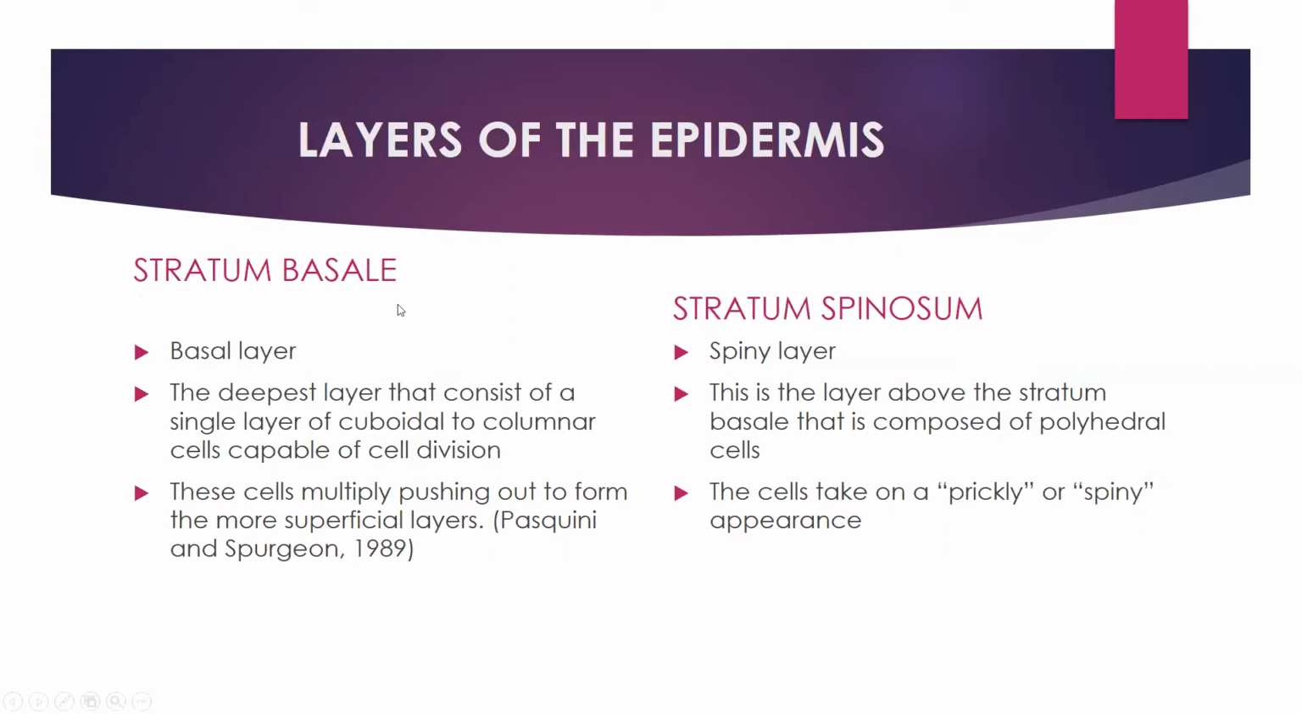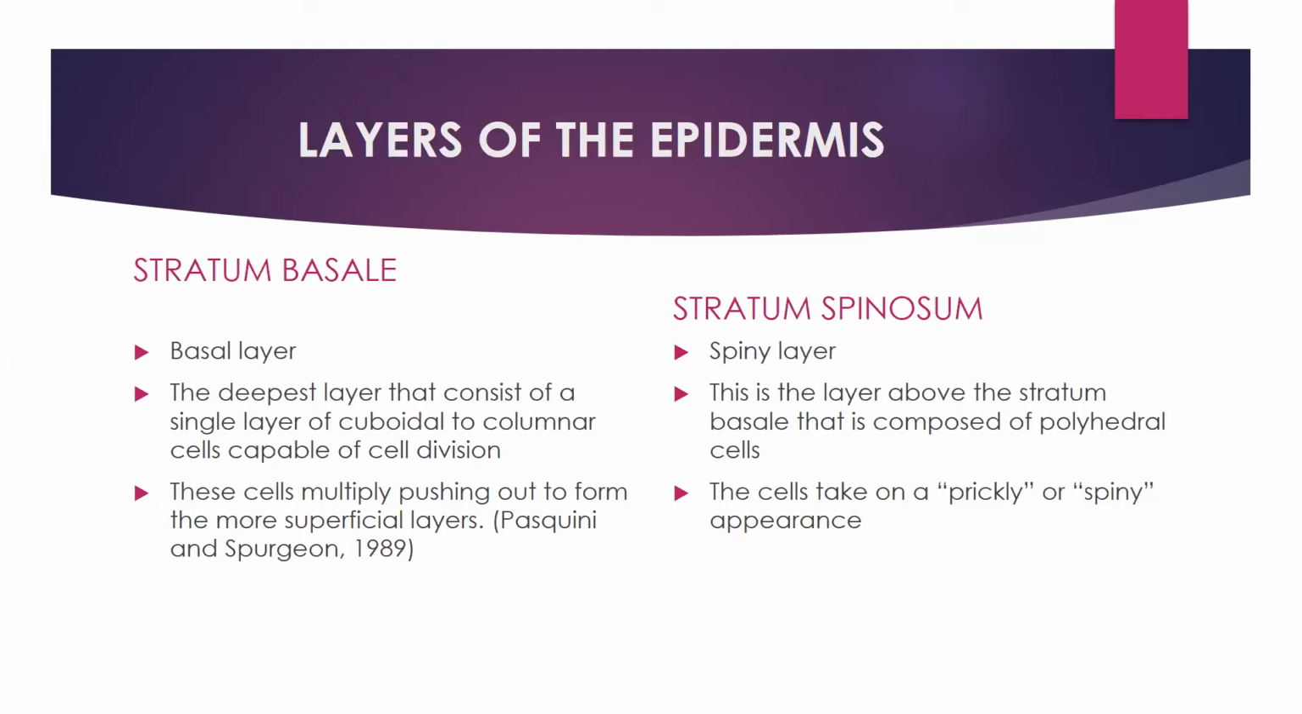So the stratum basale and stratum spinosum are the ones right below, just in between the dermis and epidermis. When you say stratum basale, this is the basal layer, and it's the deepest layer that consists of a single layer of cuboidal to columnar cells capable of cell division. And these cells multiply, pushing out to form the more superficial layers. This is according to Spaschini and Spurgeon.